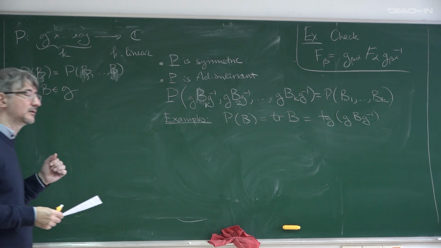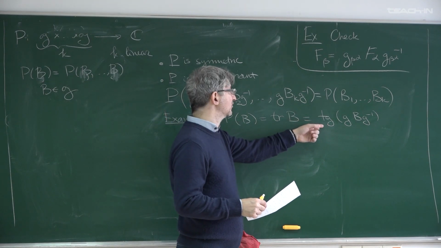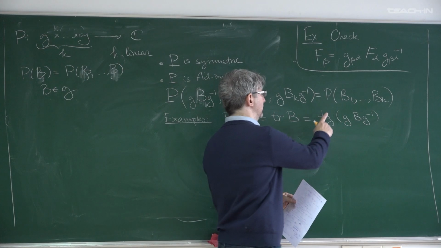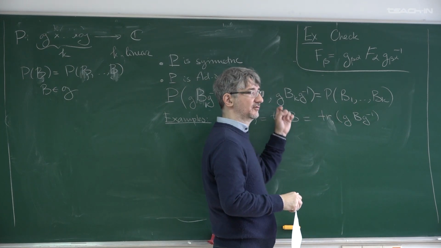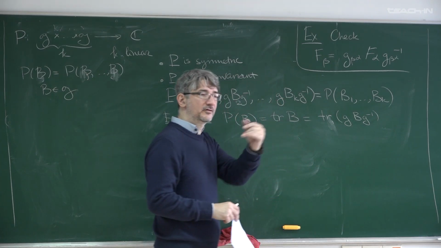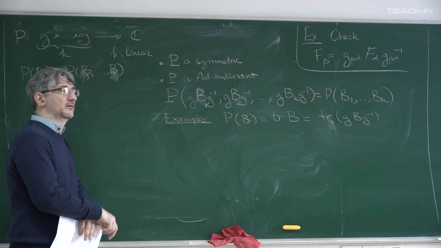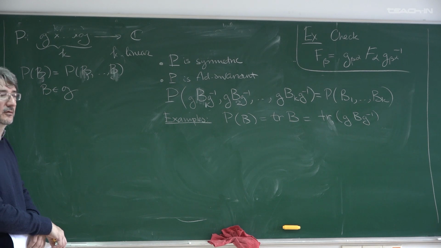Sorry? What is written here? Its explanation, trace. It is the explanation why this is an example of what we want to do. Do you know another example of an Ad-invariant polynomial? So it's determinant also.